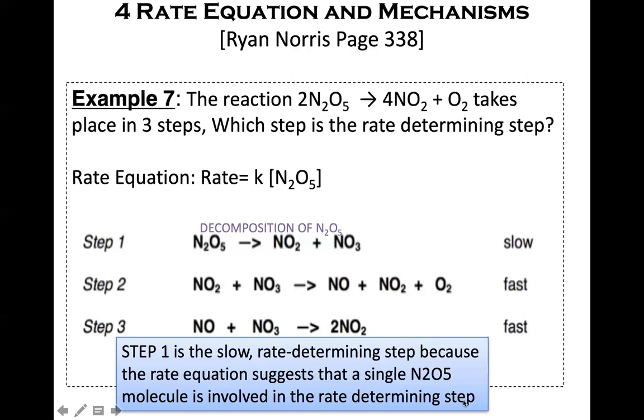Can you please copy this down quickly, because we have about 8 minutes left. This is an example of a unimolecular mechanism because there is only one species in the rate determining step. Please copy this down quickly, 1 minute, so that I can finish off example 8 before we finish this session.